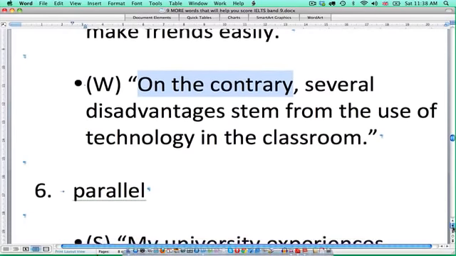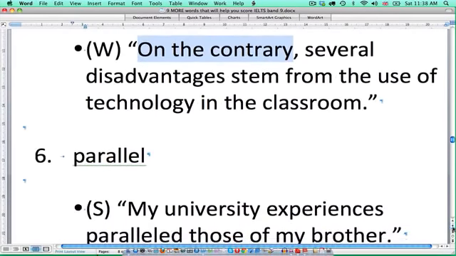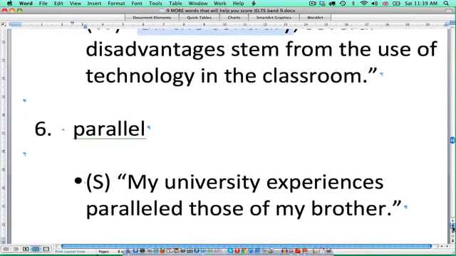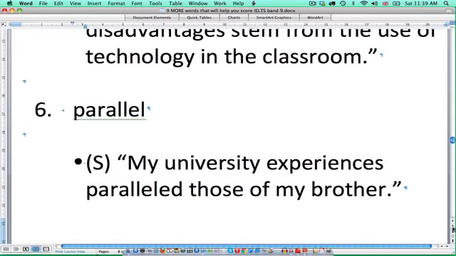Word number 6, parallel. And parallel can be used as a verb or a noun, or an adjective actually, but we won't look at it that way here. Parallel is something that occurs in the same manner as something else.